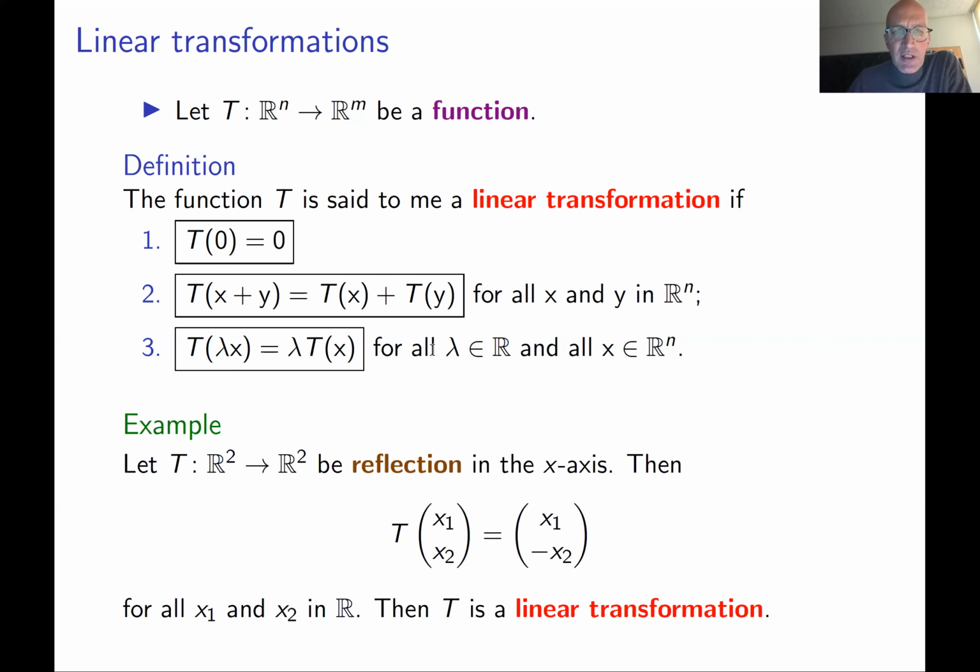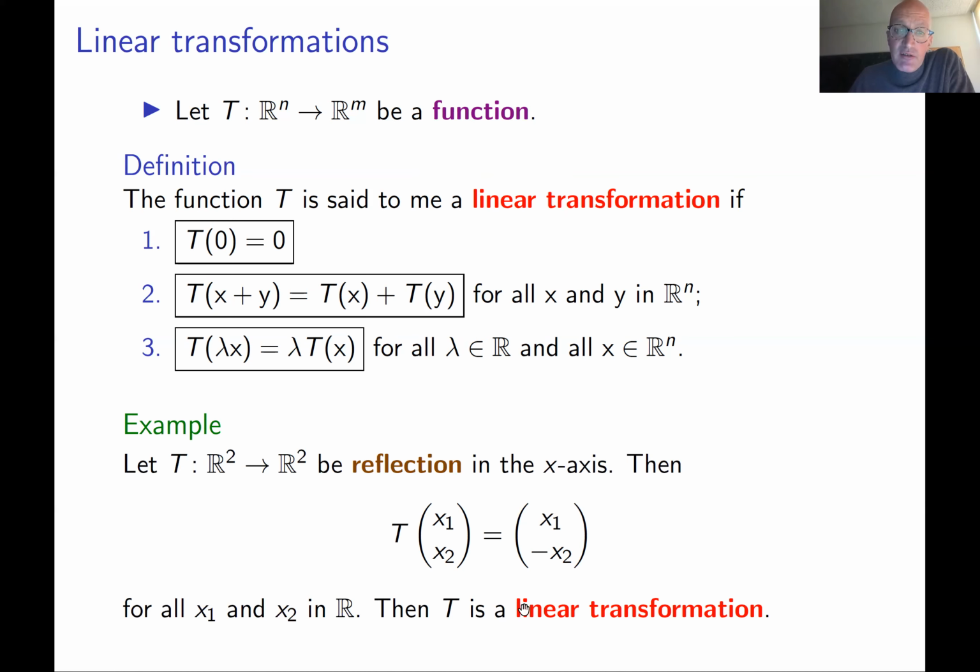Here's an example. You take the plane, a two-dimensional space, and you have a function from the plane to the plane that takes a vector x and reflects it in the x-axis. So basically, you can use a formula: the vector (x1, x2) is mapped to the vector (x1, minus x2). So you just change the sign of the second coordinate. Okay. Then this is a linear transformation.